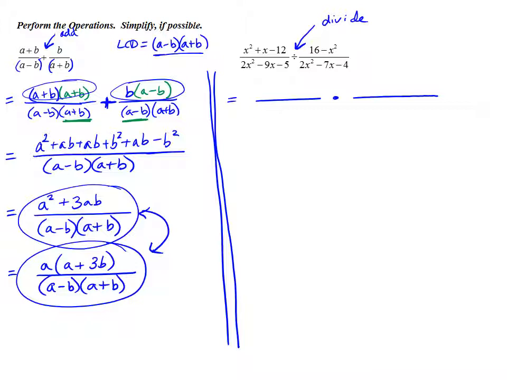So in my first numerator, x squared plus x minus 12, I'm going to factor that to the product of two binomials. X, I think I want to use plus 4 and x minus 3. Double check that. Yes, that does give me a plus x and a minus 12.